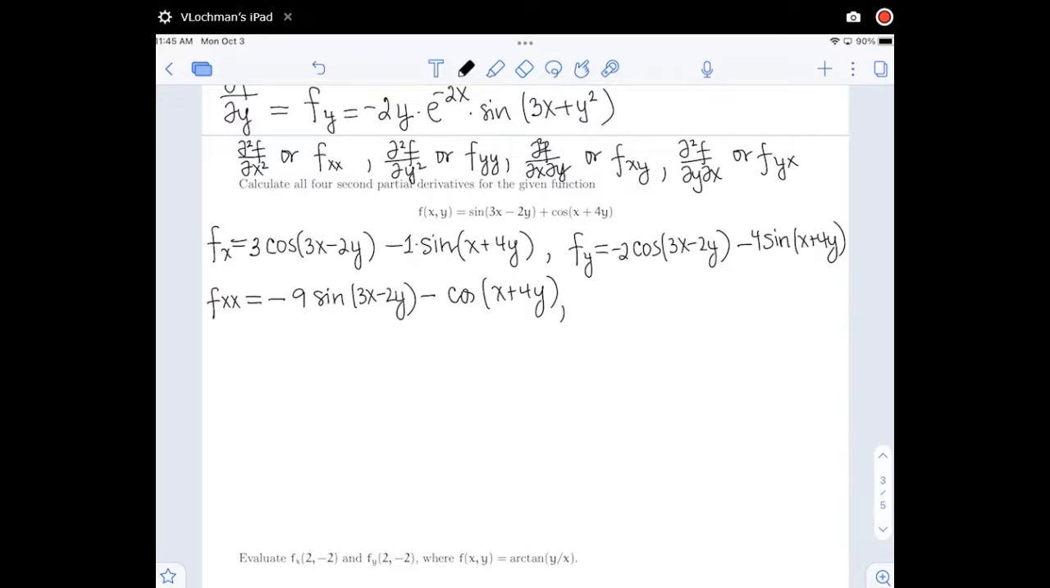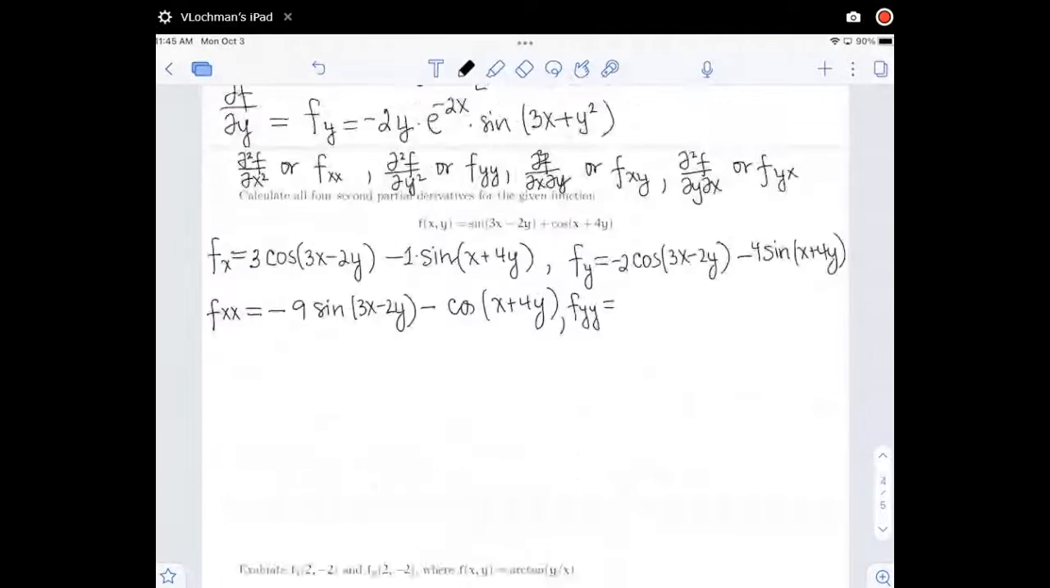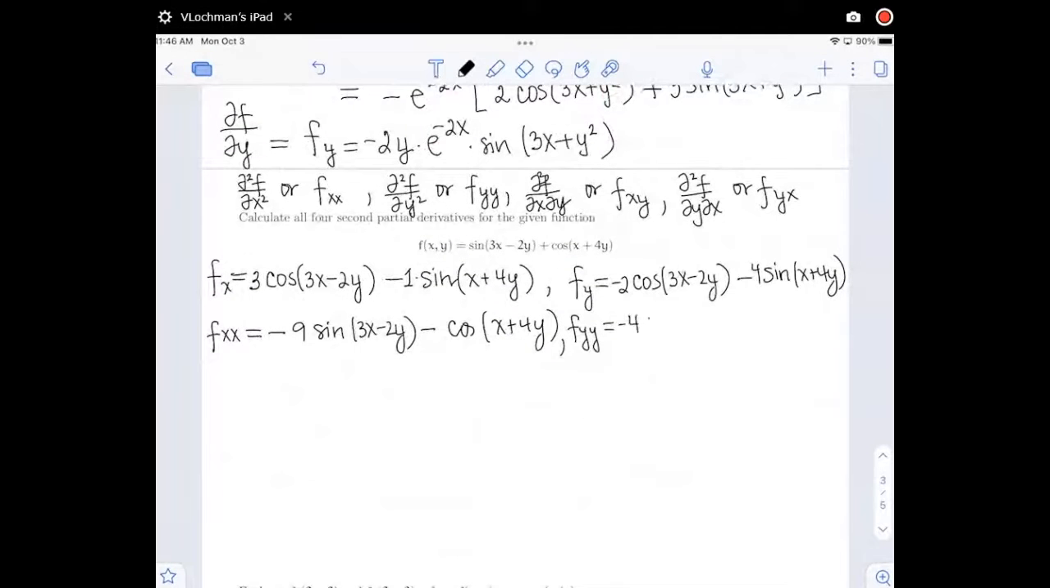Okay, now let's differentiate it again with respect to y. So now what's going to happen? F, y, y. All right, this one we have to keep track of all these negatives. Let's see, the derivative of cosine is negative sine, right? And the derivative of the inside is negative 2. And then we also have that negative 2 up front. So we have 3 negatives, which means the expression still stays negative, which becomes negative 4 sine 3x minus 2y, right?